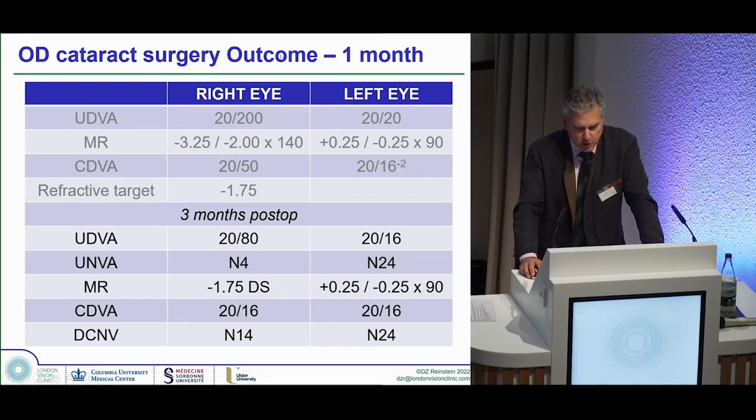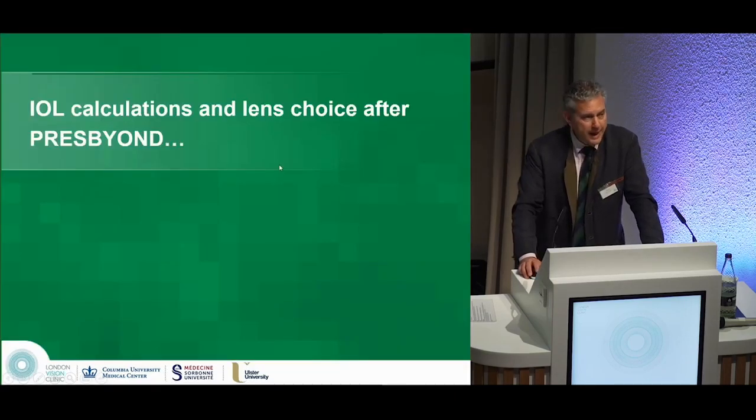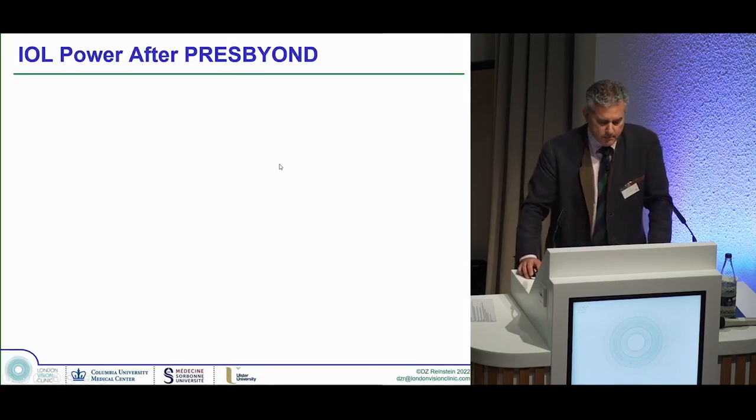So she has right eye cataract surgery performed. At the 1 month, she was targeted for minus 175. She's N4 with just minus 175. And her left eye is still 20/16. So how did we calculate this lens?